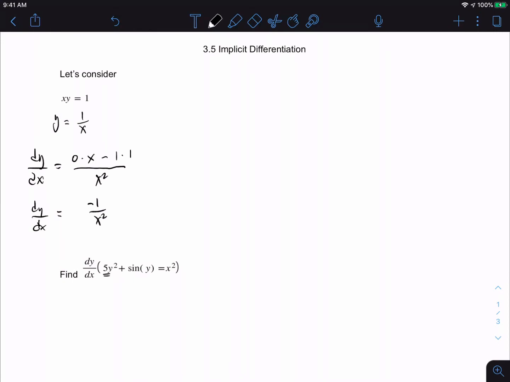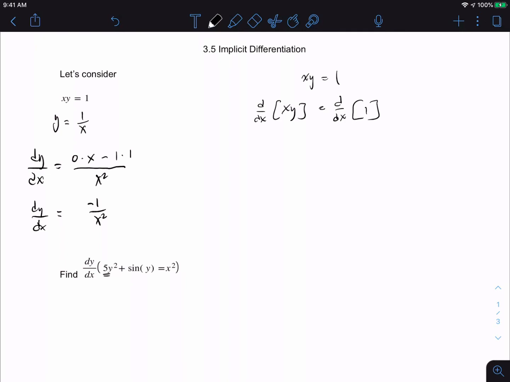Okay. So now we're going to attack this problem in a very different way. Again, same problem, xy is equal to 1, but now we're going to pretend that we couldn't solve this thing for y. We couldn't isolate a variable, okay? So what we're going to do is take the derivative with respect to x of both sides. Agreed?